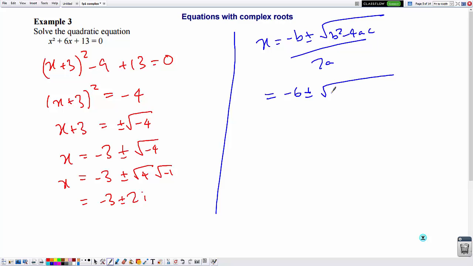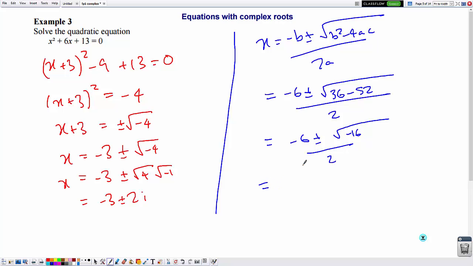In fact, you're more likely to make a mistake doing this. So b squared is 36, minus 4 lots of ac. a is 1, c is 13. So 4 times 13 is 52, over 2 lots of a, which is 1, so it's over 2. And so that's minus 6 plus or minus the square root of 36 minus 52. That's minus 16, over 2.